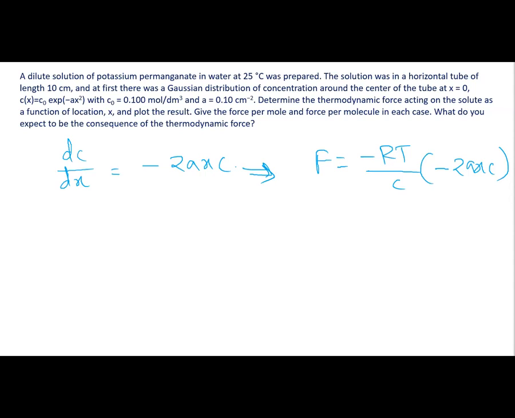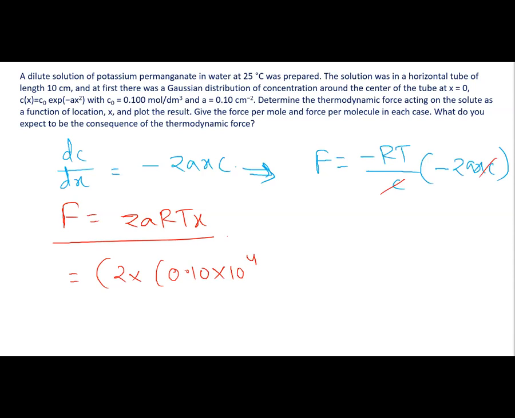So some of these terms get cancelled, the c and c get cancelled. The final equation for force is given as F is equal to 2A RT x. From here onwards, it's a straightforward relation, and we know most of these parameters. So it's 2 times A, which is 0.10 times 10 power 4 per meter square, times RT, which we calculated from one of the equations, which is 2.48 times 10 power 3.